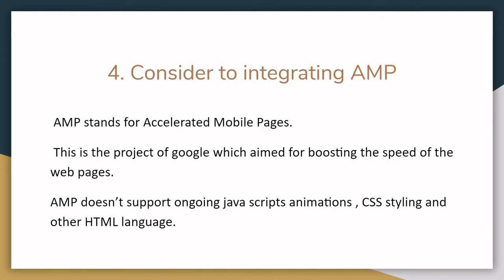So the next technique is to consider integrating AMP. AMP stands for Accelerated Mobile Pages. This is a project of Google which aims at boosting the speed of web pages. But you have to remember that JavaScript, animation, CSS, pop-ups, and HTML do not work in AMP pages. It directly shows your page by default, without optimized HTML or any other language, which increases your web page loading speed and makes the page easily available for your visitor as well.